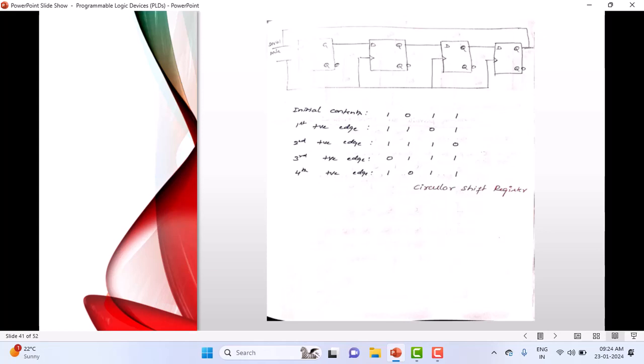Mainly DSP applications use circular shift registers. When you perform operations like convolution, Fourier transforms, fast Fourier transforms, we mainly use these circular convolutions. I mean circular shift registers. Any questions about this?